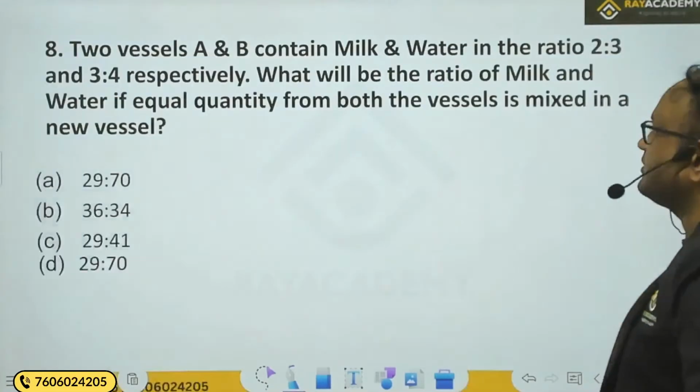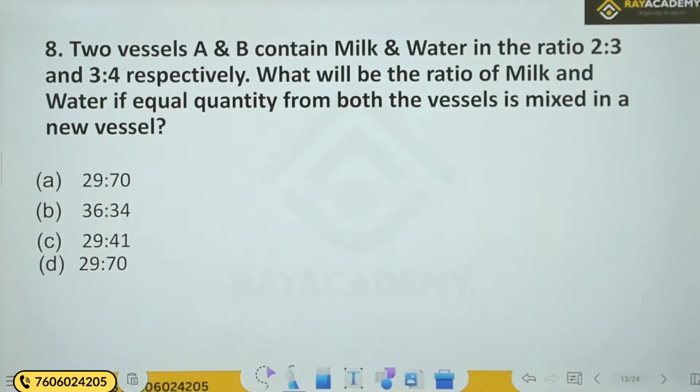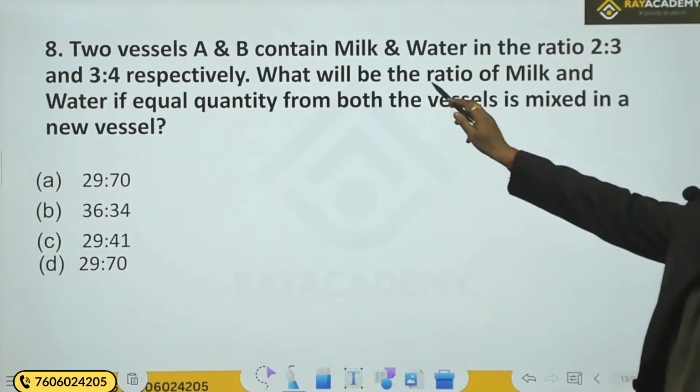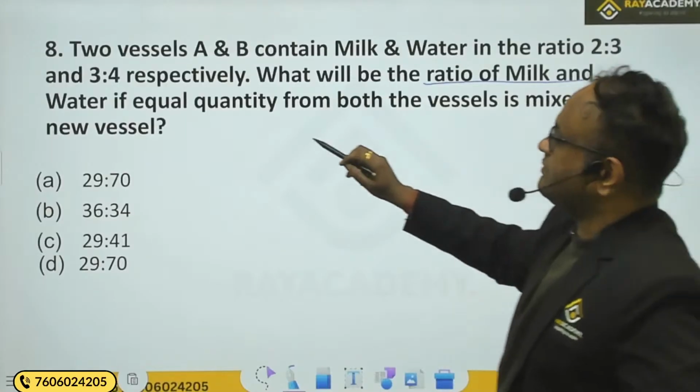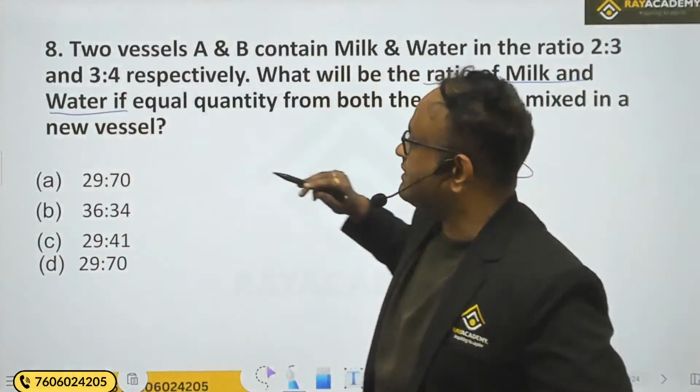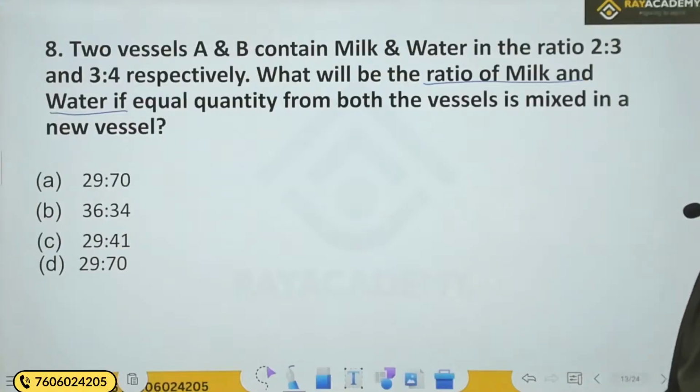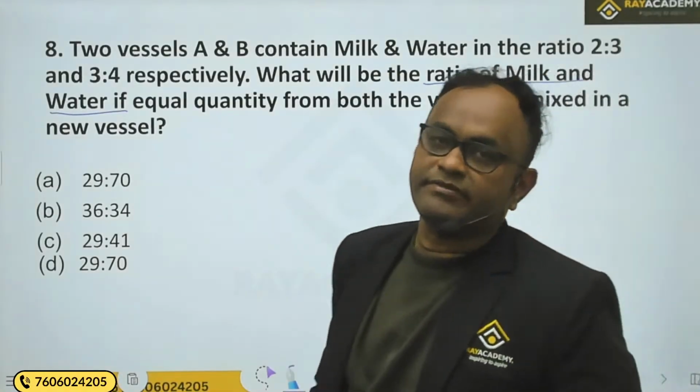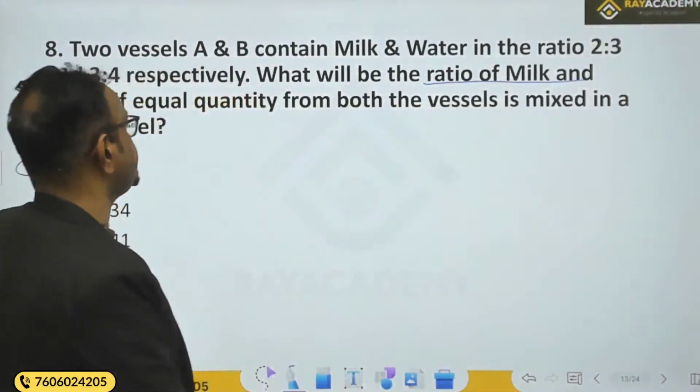Now come to question number 8. Two vessels A and B contain milk and water in the ratio 2:3 and 3:4 respectively. What will be the ratio of milk and water if equal quantity from both the vessels is mixed? This is a kind of mixture question. Alligation method we can do, but it is not so useful, so we can go with the direct, conventional method. That will be very useful for this kind of question.